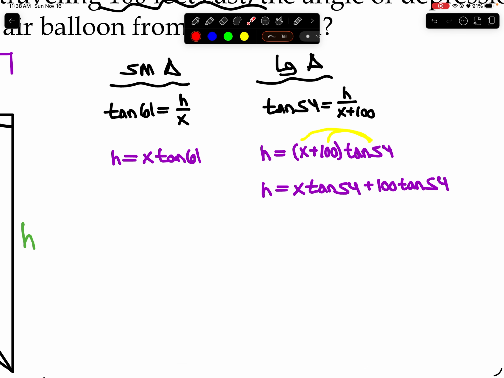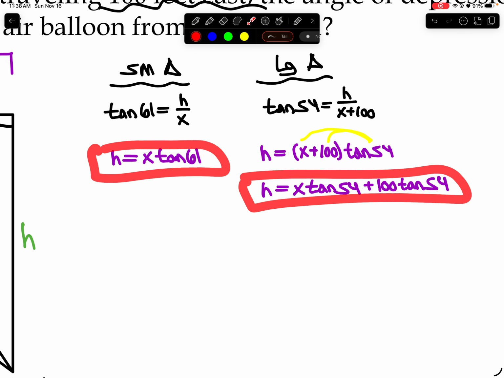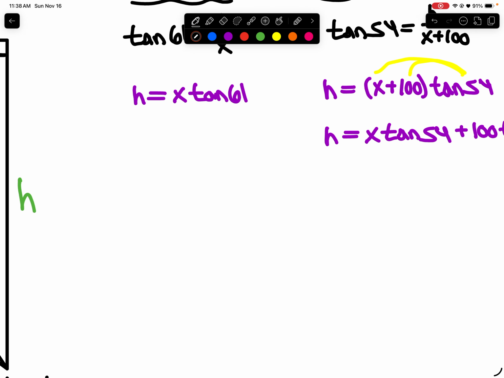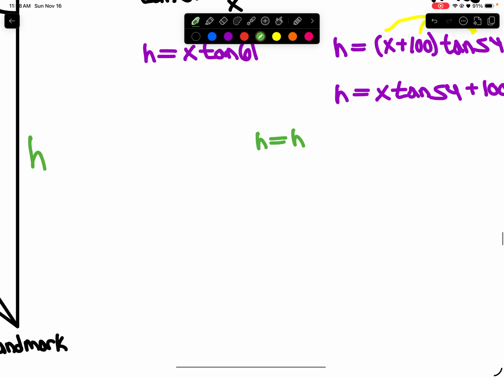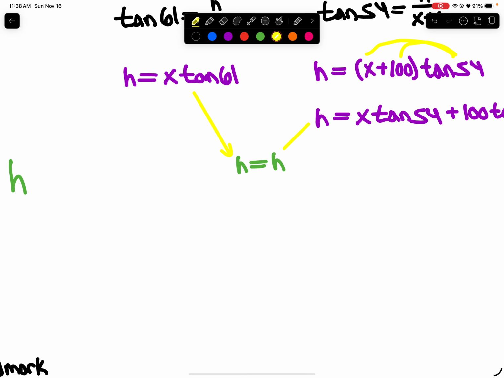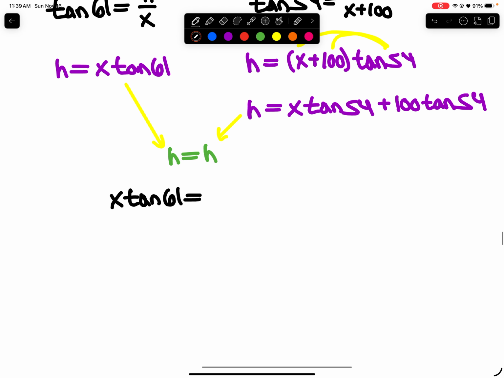So we know the height is going to be representative of both of these values. So if you think back to your geometry days, now what I'm going to do is the reflexive property, where I know the height is going to equal its height. So I'm going to pull the height from the small triangle and then the height from the big triangle. These values have to be equal. So on the left side, I'm going to have x times tangent of 61, and then that's going to equal the height of the larger triangle, quote unquote, even though they have the same height, which is x times tangent 54 plus 100 times tangent 54.